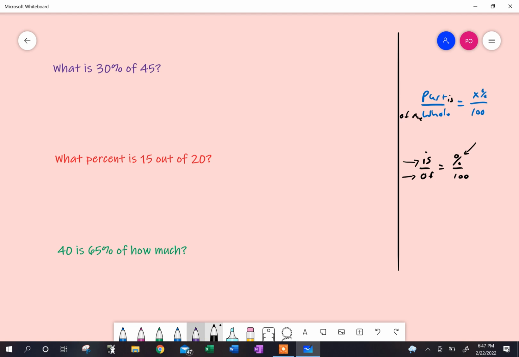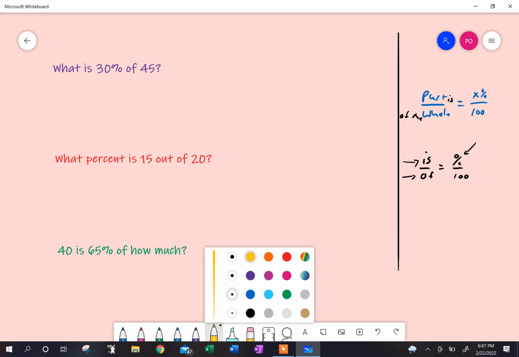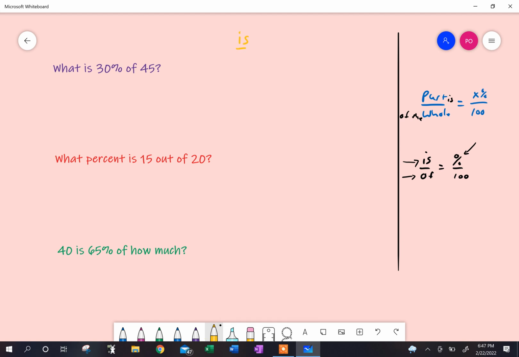The first one says, what is 30% of 45? So the first thing I'm going to do is write down is over of equals percent over 100. I'm going to circle my 30%, and that means I'm going to insert it here. It's going to be 30 over 100, and that makes sense because 30 over 100 is 30%.